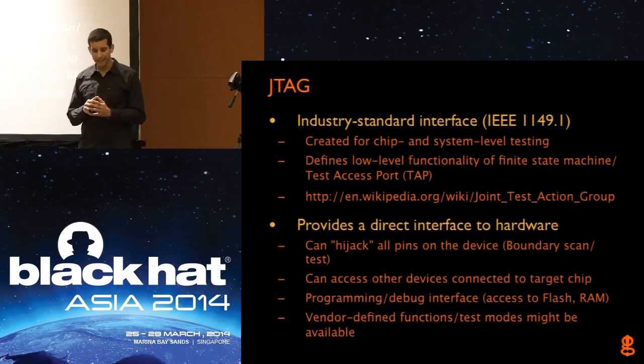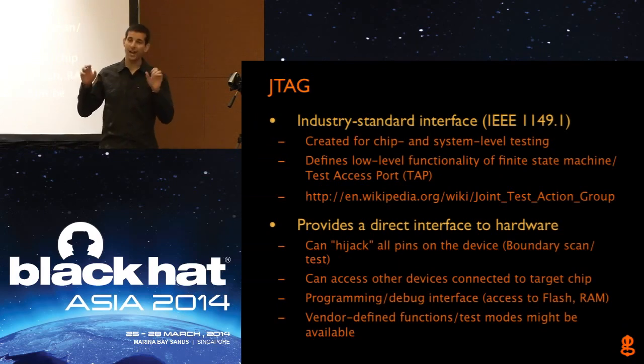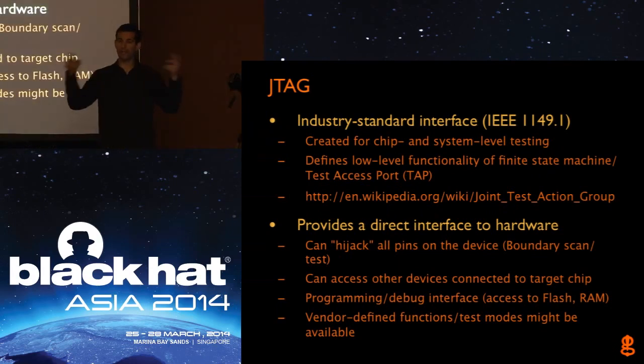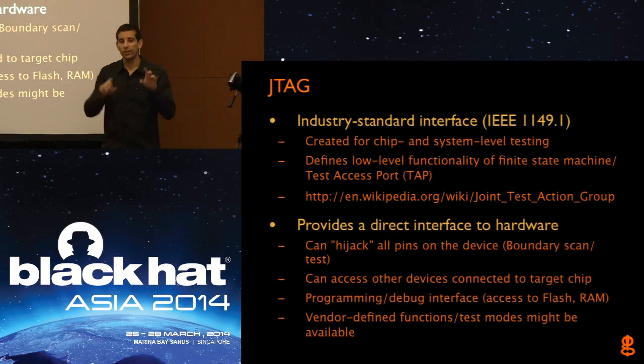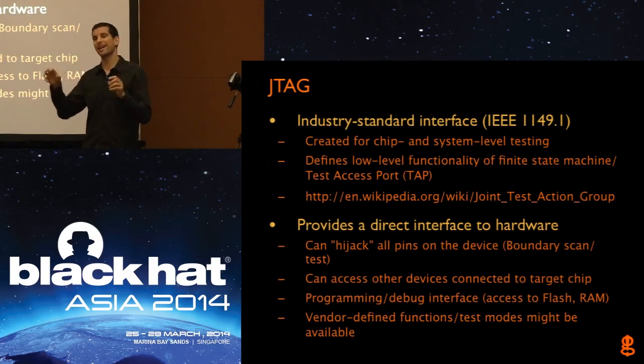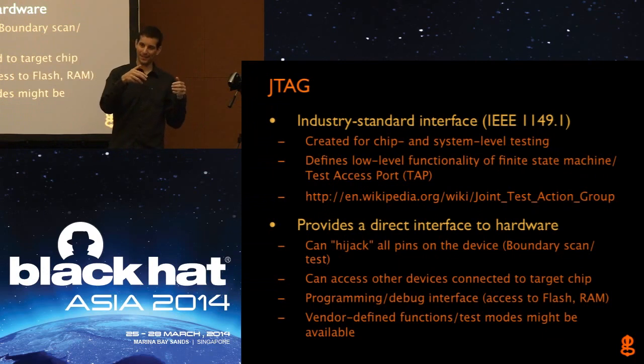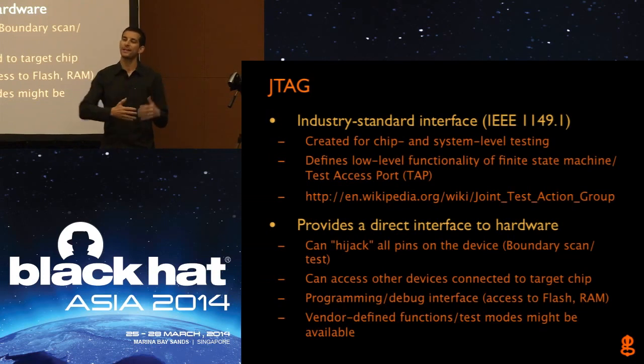What's really cool about JTAG is you can actually hijack all of the pins on a device through something called a boundary scan, where you can individually control either outputs or inputs of each pin. So if you can twiddle all of those pins, you can now potentially communicate with other things that are connected to that device, which is how you can program external memory through controlling a chip in JTAG. Also, most devices now have internal memory, so you can access internal memory through JTAG. So you can do standard programming, standard debugging.